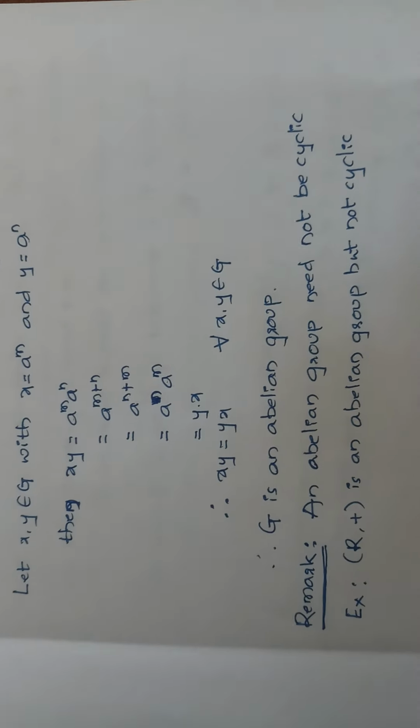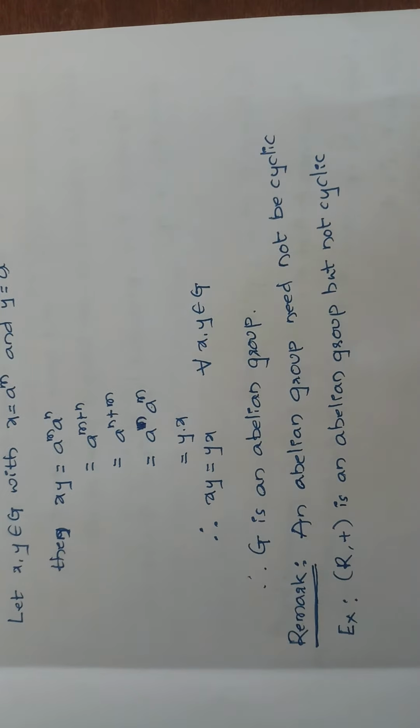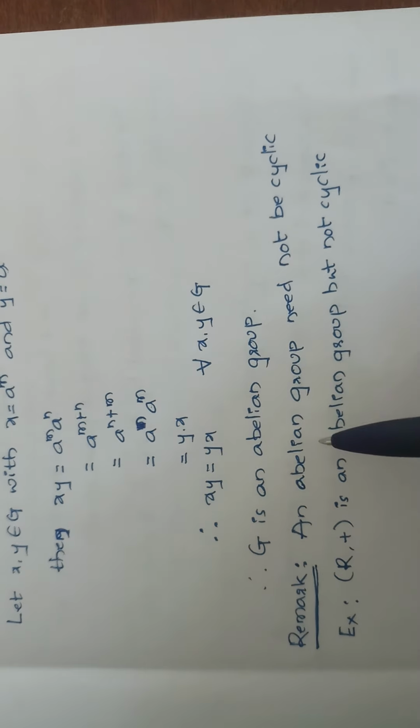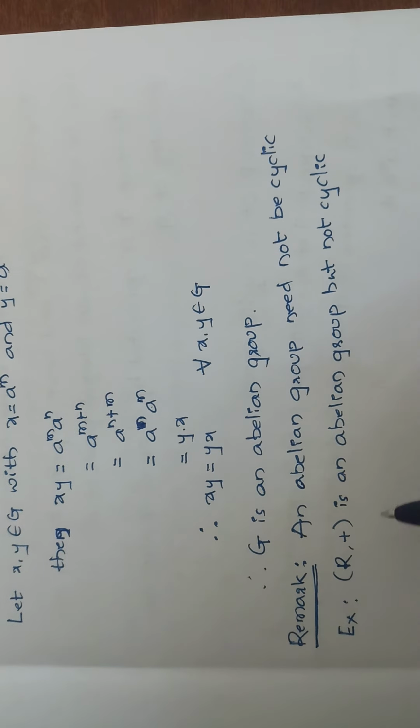So a remark for this: every abelian group need not be a cyclic group. Okay, so you remember that every abelian group need not be a cyclic group. So if they ask in the examination, prove that every cyclic group is abelian, is the converse true, then you write it. Because every abelian group need not be a cyclic group. For that, an example is R plus, which is an abelian group but not cyclic.